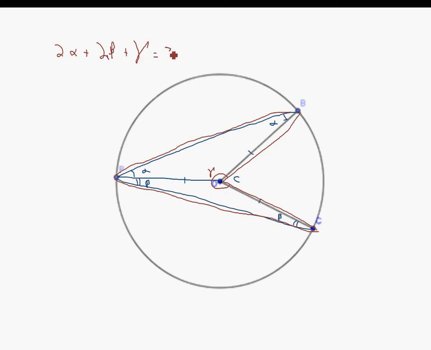How do I know that? Well, I know that because those are the sum of the interior angles of the quadrilateral. But I can say something about gamma too, because I know that gamma is equal to what? Gamma is equal to 360 minus c. Okay, and so there's a couple of equations that might help.